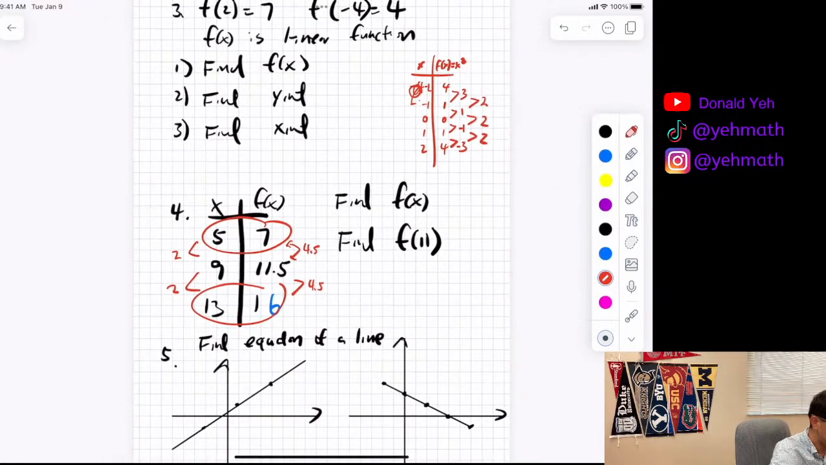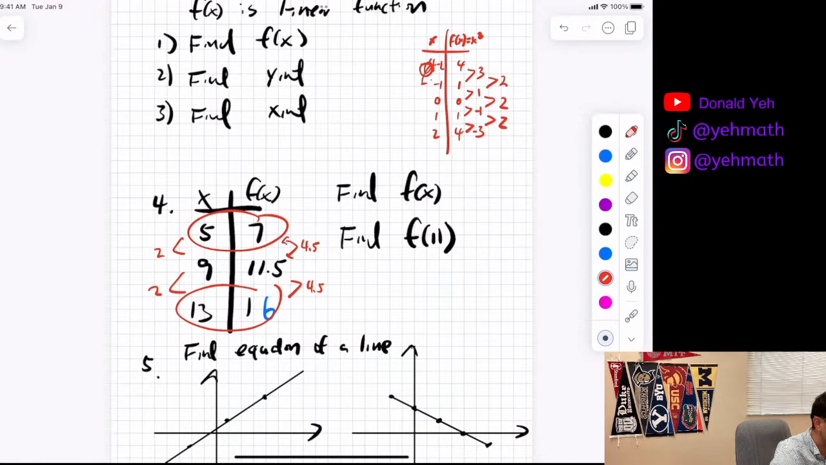So now if the first difference is 4.5, that means this is linear. With that being said, can I just figure out a slope? If I figure out a slope, it's going to be 16 minus 7 over 13 minus 5. So that's equal to 9 over what? 8. Okay.